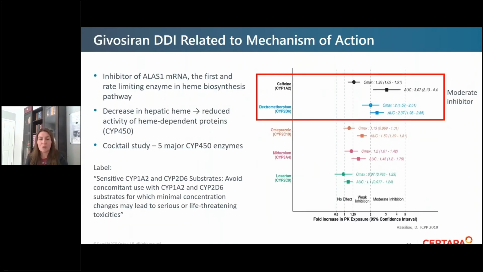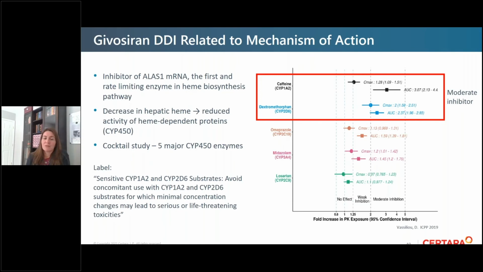An interesting example is with givosiran. There was a drug-drug interaction with givosiran which was not related to direct inhibition of the enzymes. Givosiran is an inhibitor of ALAS1 mRNA, and ALAS1 is the first and the rate-limiting enzyme in heme biosynthesis. So if you decrease the hepatic heme, there is a reduction of the proteins that depend on heme, and that's the case for CYP450.